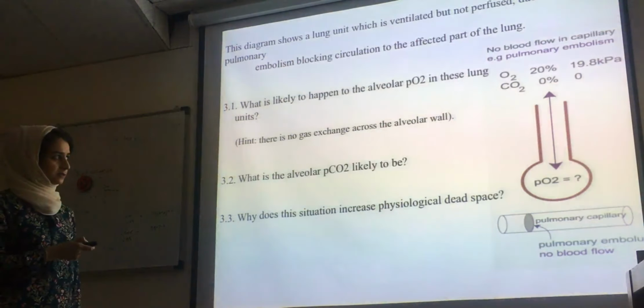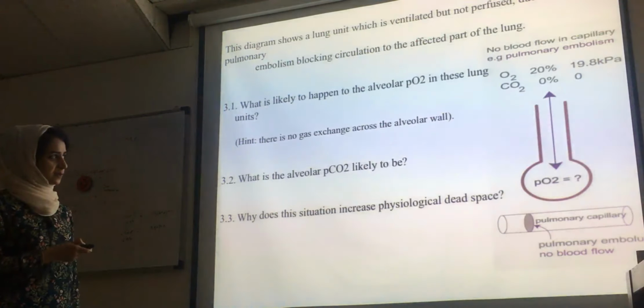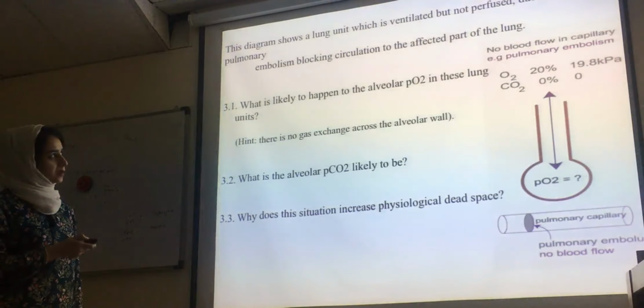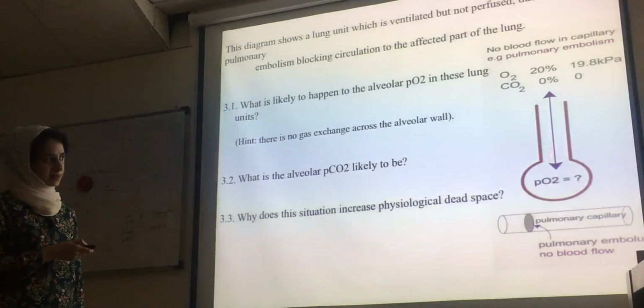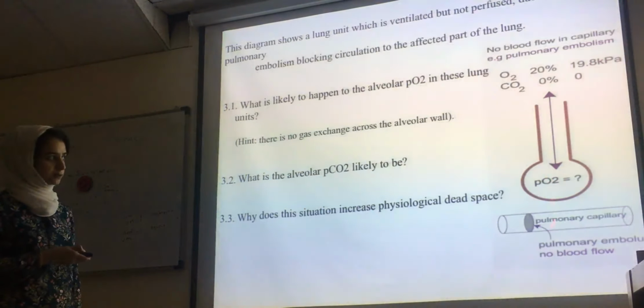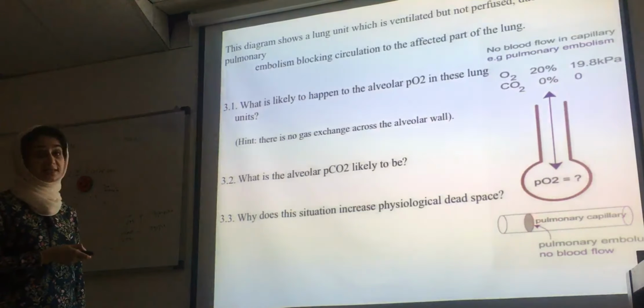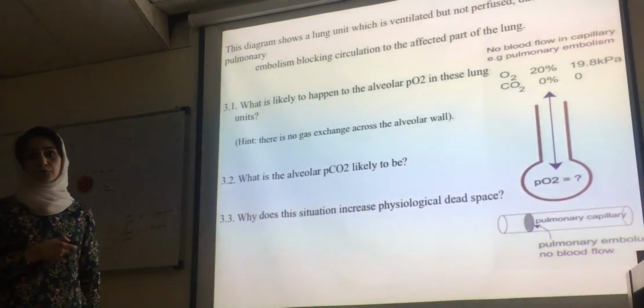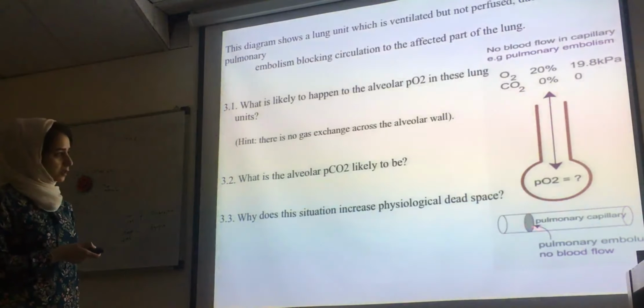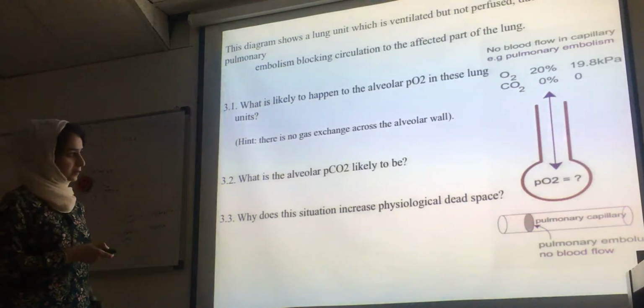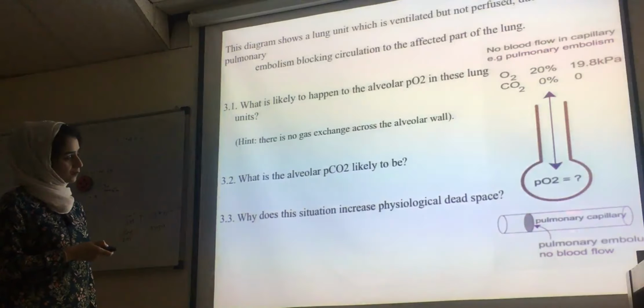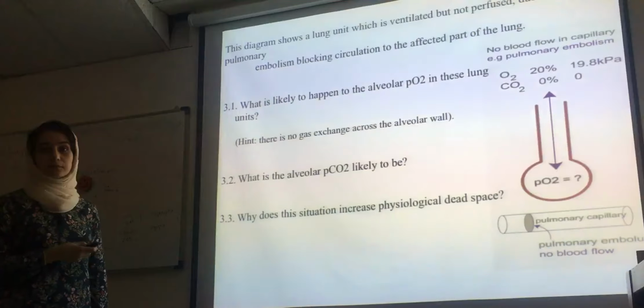If you can see, this is an alveolus and this is the airway or the bronchiole. The airway is intact, there's no obstruction, while the blood vessel is obstructed, for example, due to emboli, or the thrombus starts moving and lodges in one of the pulmonary capillary blood vessels and causes obstruction here. So the blood flow will stop.